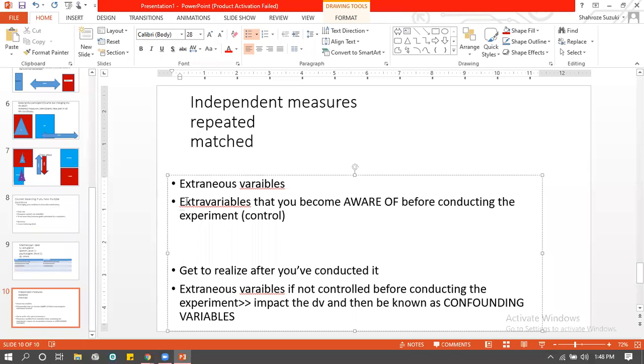Extraneous variables you can control because you get to know about them before you do something. Confounding variables, you cannot do anything about. You get to know about them after you've done your thing. Make sense?